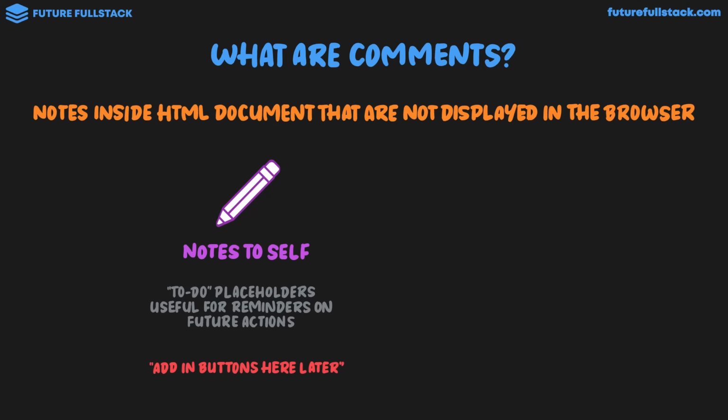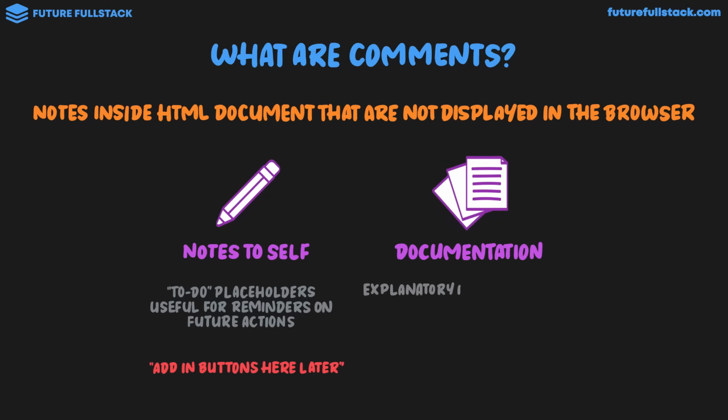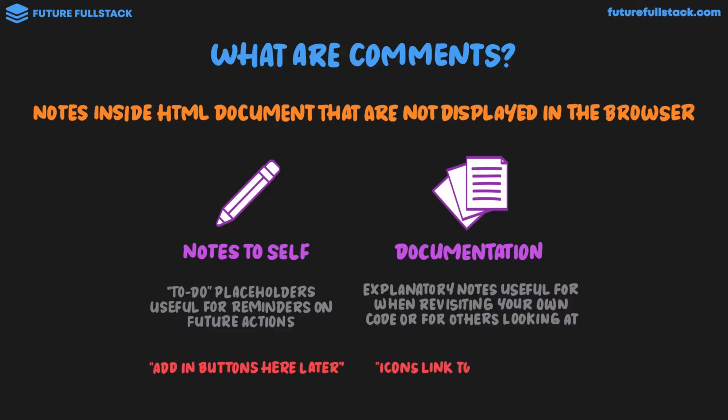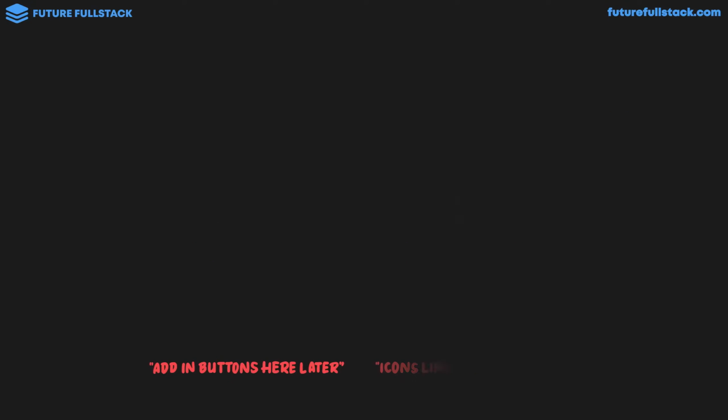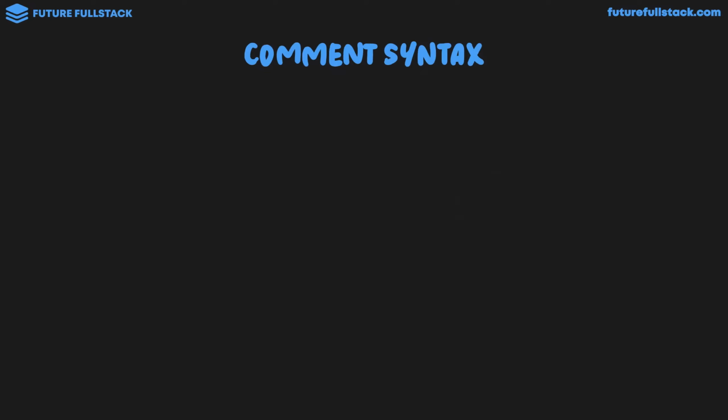The second way to use comments is for documentation. These comments are explanatory notes useful for when revisiting your own code or when others are looking at it. An example of this comment would be, these icons link to social media. It gives a description of what the icons are doing. Let's now take a look at comment syntax. Here is an example of a comment in HTML.